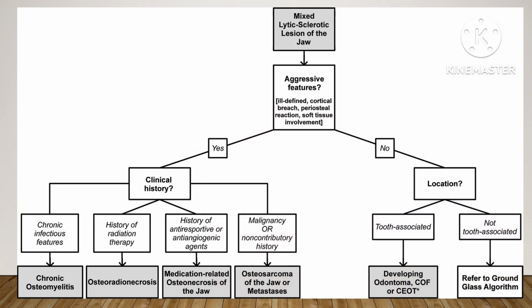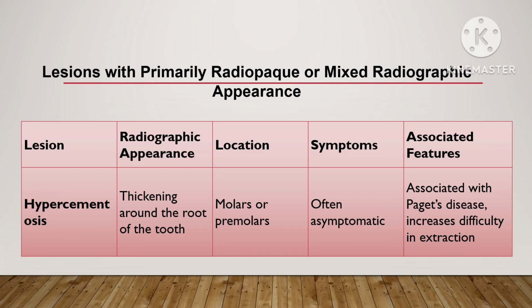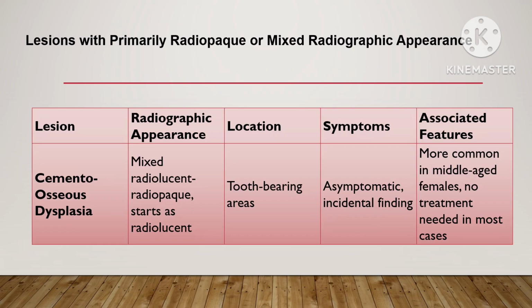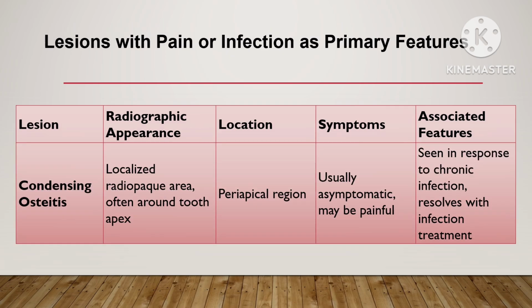Kindly go through this flow chart. It will help you to make a differential diagnosis of mixed lytic and sclerotic lesions. One of the main challenges with mixed lytic sclerotic lesions is overlap in appearance. Aggressive lesions and benign lesions may look similar, especially on a radiograph. Therefore, a thorough clinical evaluation, including the patient's medical history and symptoms, is essential to land on an accurate diagnosis and thus plan an accurate treatment.